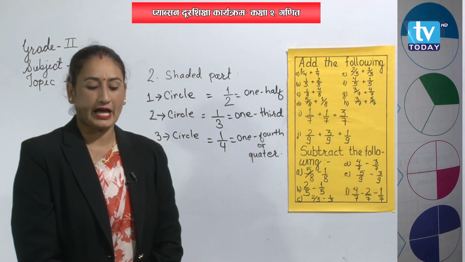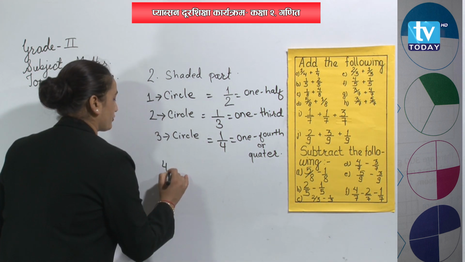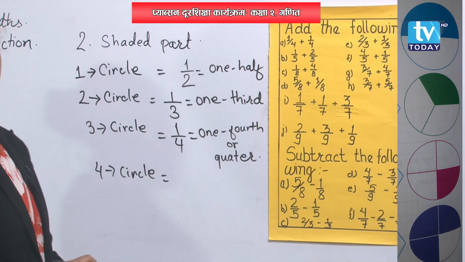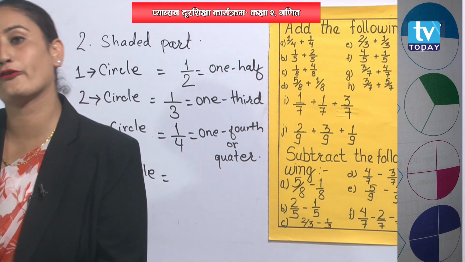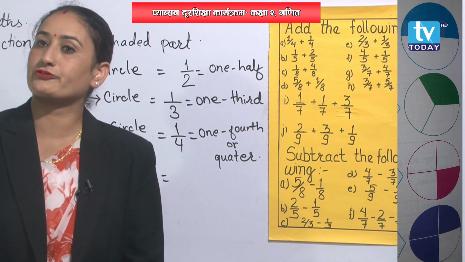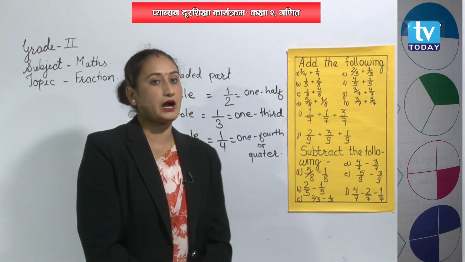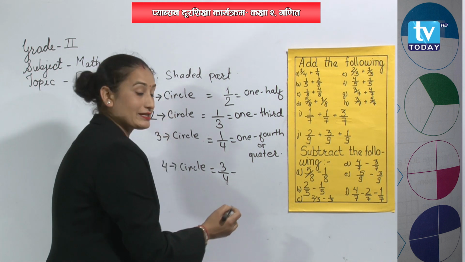Yes. Now, the last picture, the fourth circle. Tell me how many parts are there? Altogether, there are 4 parts. And out of 4 parts, how many parts are shaded? 3 parts. So, how to write? 3 by 4. And how to write in words?